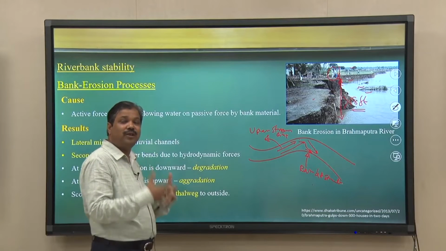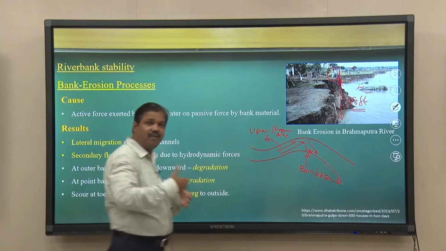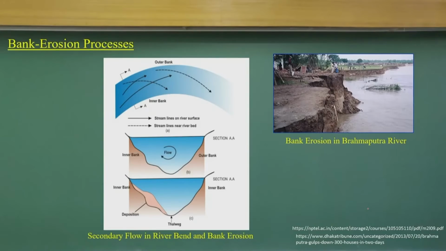How does it affect erosion? The outer bank is more vulnerable because of this secondary current process. You can see it from these figures. If you look at the outer streamlines, the surface streamlines and the bed streamlines, one is attacking the outer bank, and the other, the lower streamlines, are bringing the bed materials from the outer bank to the inner bank.